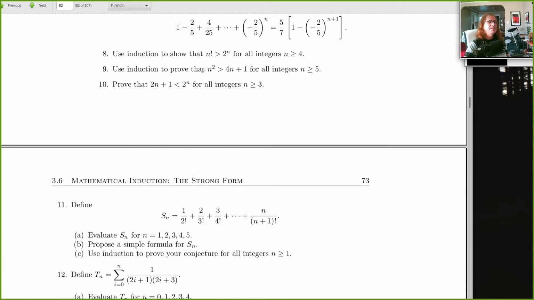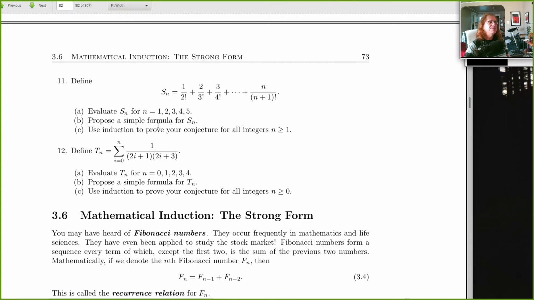Alright, questions 8 and 9 are inequalities. Prove n squared is bigger than 4n plus 1 for big n, and prove 2n plus 1 is less than 2 to the n for big n. Nope, 9 and 8: n factorial is bigger than 2 to the n, and then n squared is bigger than 4n plus 1. I did not assign number 10.